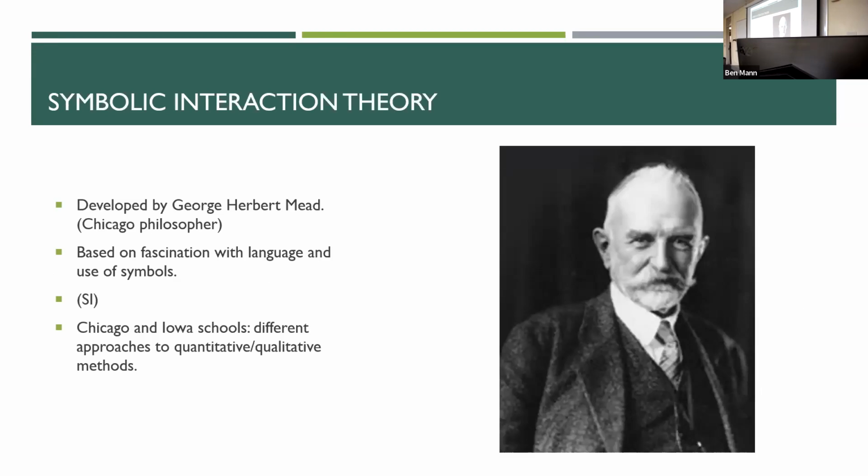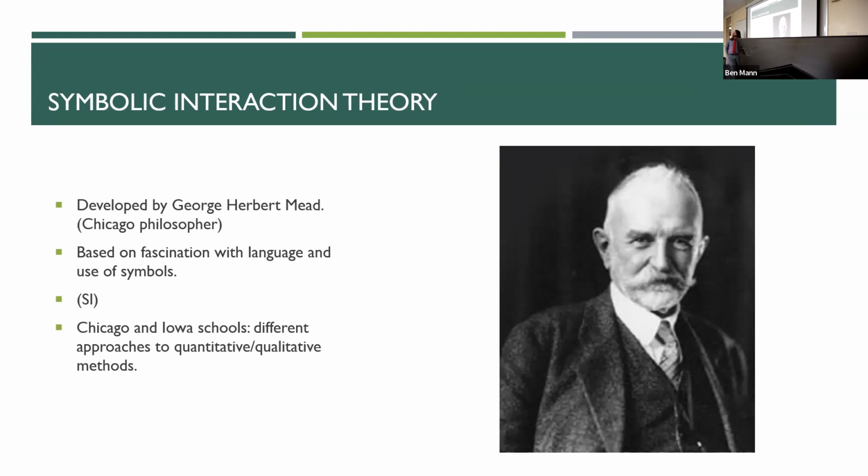So symbolic interaction theory was developed by George Herbert Mead, who was a Chicago philosopher who was really interested in language, right? And how we develop language and utilize language with each other as human beings, right? So Mead came into this with an understanding of a little bit about language, but why language was important. So this was developed, abbreviated as SI, and this comes from two different schools of thought, right?